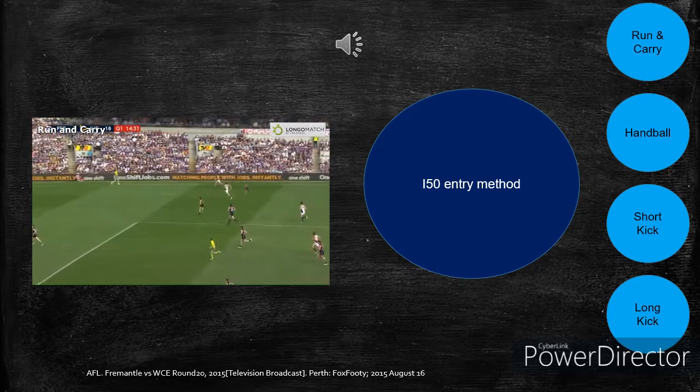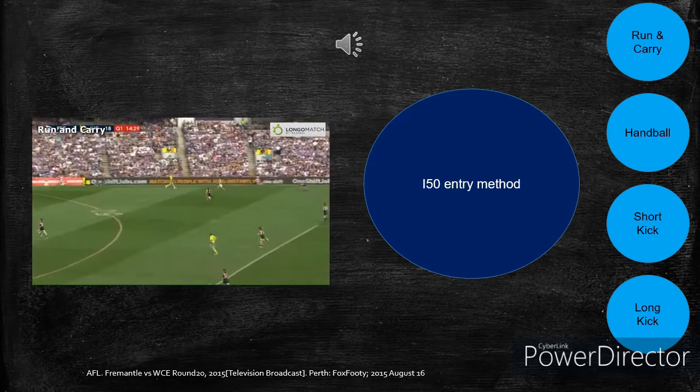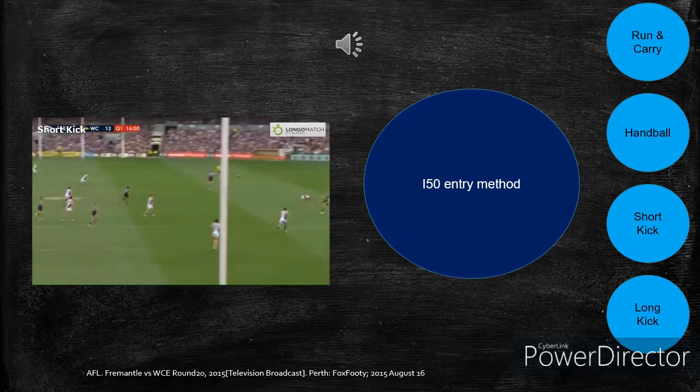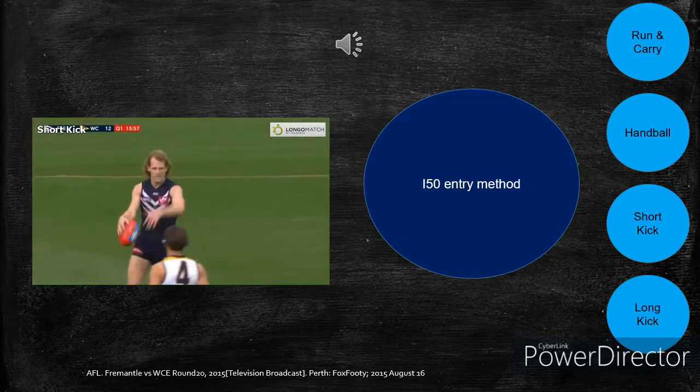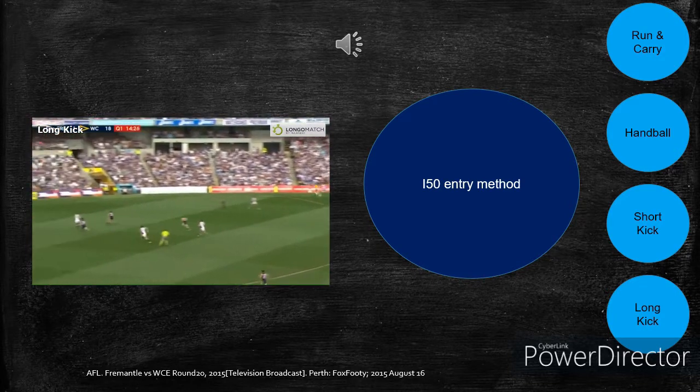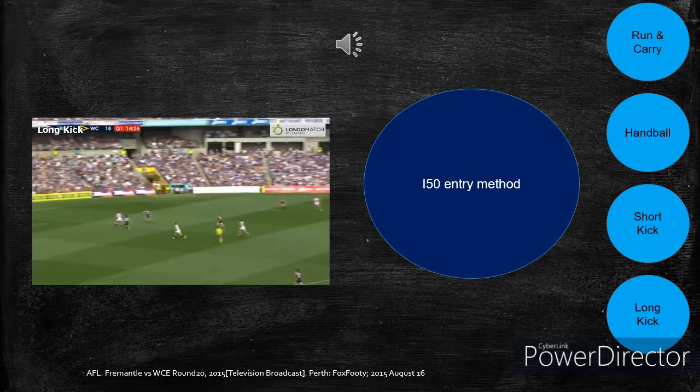Inside 50 entry method. Run and carry is when a Fremantle player crosses their forward 50 arc whilst in possession of the ball. Handball is when a Fremantle player hand passes the ball into their forward 50 arc. Short kick is when a Fremantle player kicks the ball into their forward 50 arc and the ball travels less than 25 metres. Long kick is when a Fremantle player kicks the ball into their forward 50 arc and the ball travels more than 25 metres.